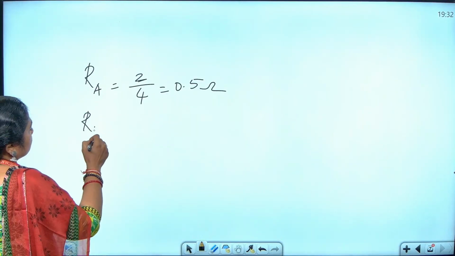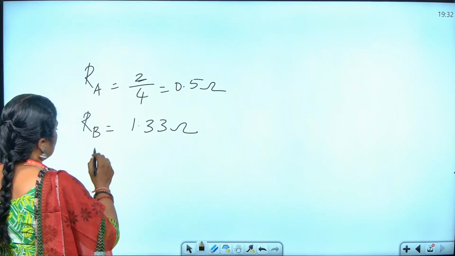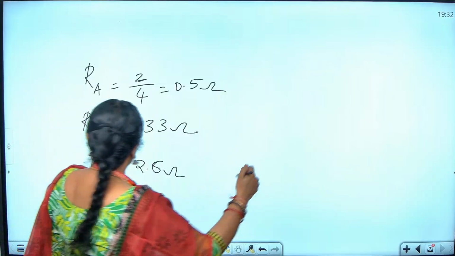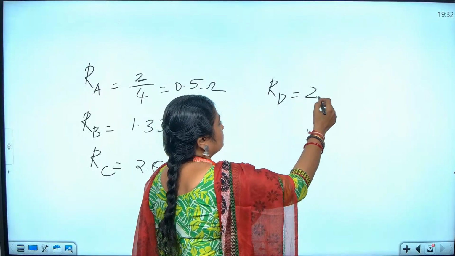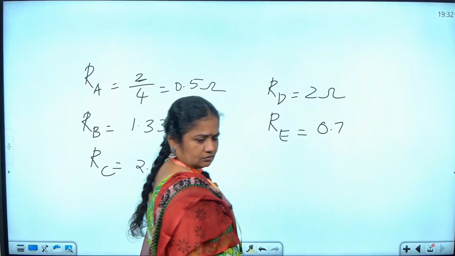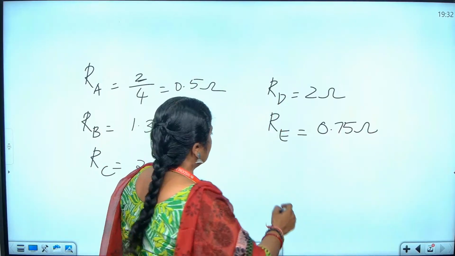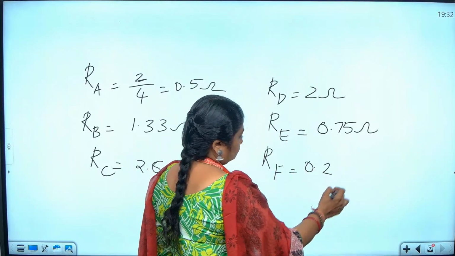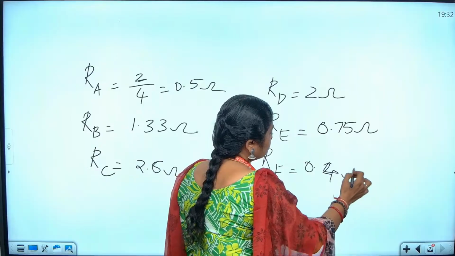RB, tell me the value. 1.33 ohm. RC, 2.5 ohm. Then RD, 2 ohms. Then RE, 1.75 ohm. 0.75 ohms. Please check your answer. RF, 0.4. 2 or 4? 0.4 ohms.